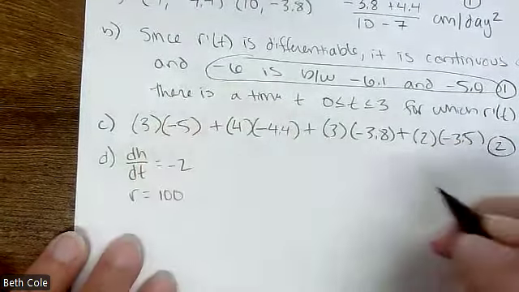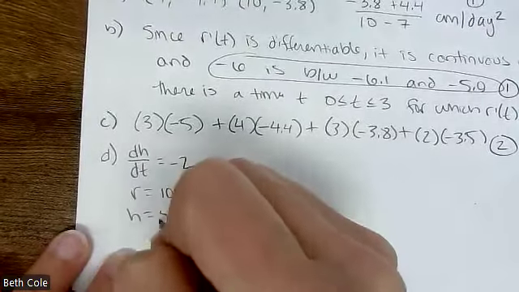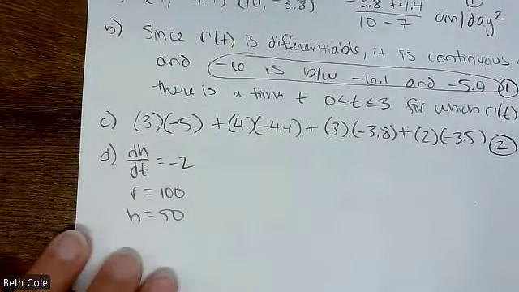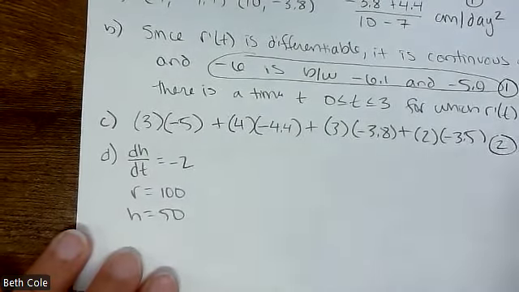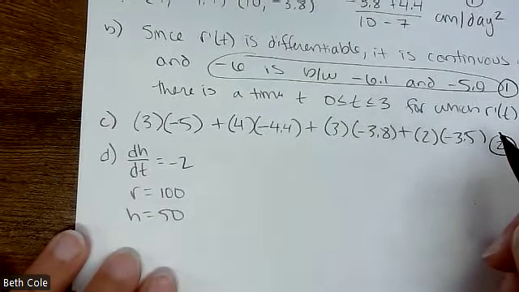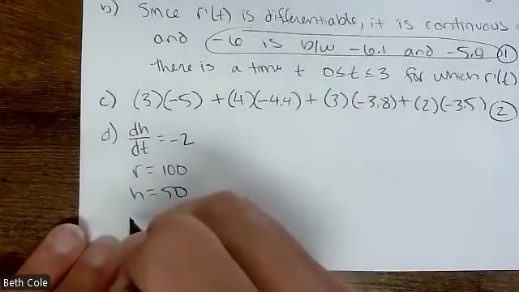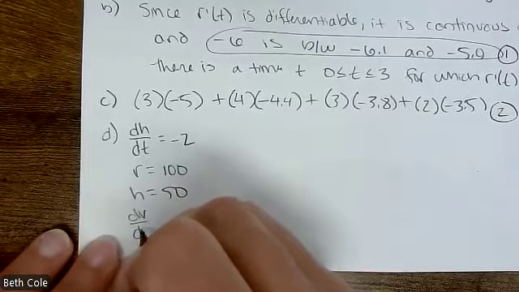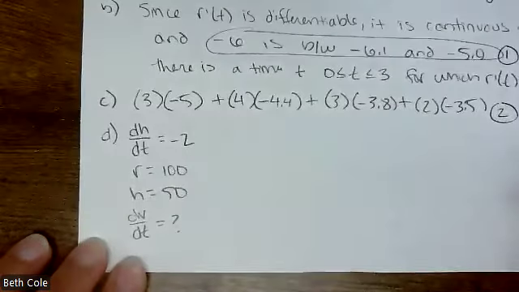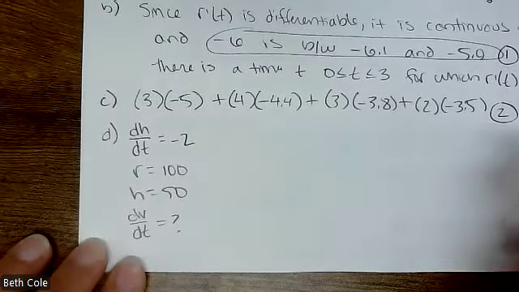Radius is 100. Height is 50. Again, I'm just reading off the paper. Are you all with me? Did anyone make a list? Did you list this out? Okay. Find the rate of change of the volume. So what is our question mark? All right, dV/dt is question mark at time 3 days. All right, I think that's it.